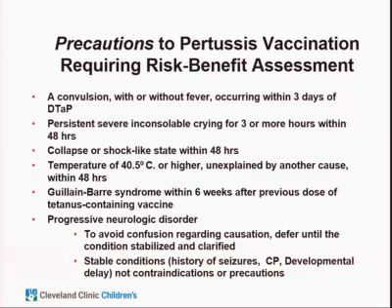The following are now precautions rather than contraindications. I won't read these to you, but certainly seizures, the crying that we talked about, collapse or shock-like state, high fevers, Guillain-Barré, these are all precautions. Remember that if you're dealing with a progressive neurologic disorder, you want to defer vaccination until the condition has stabilized. But with stable conditions such as a history of seizures, CP, developmental delay, you can go ahead and vaccinate, since these are stable neurologic disorders rather than progressive.